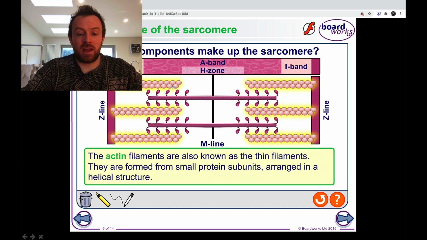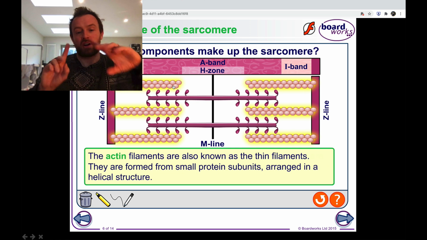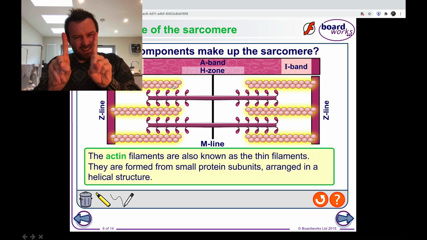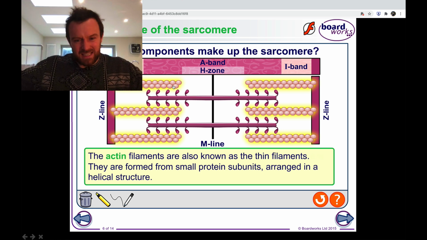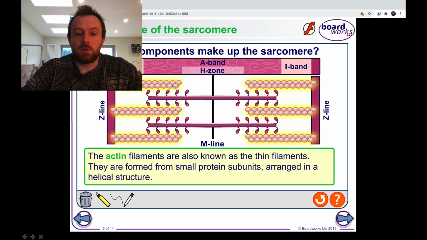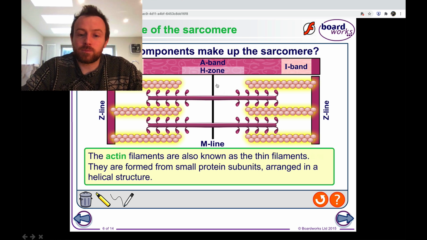The actin filaments are also known as thin filaments, and they are formed from small protein subunits arranged in a helical structure. There's actually two kinds of actin filaments, and they wrap around like that to form a helix. We've also got these bands here.